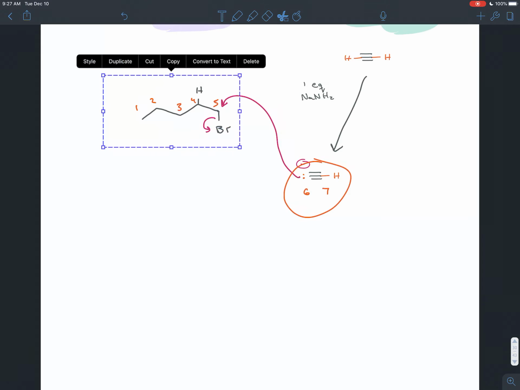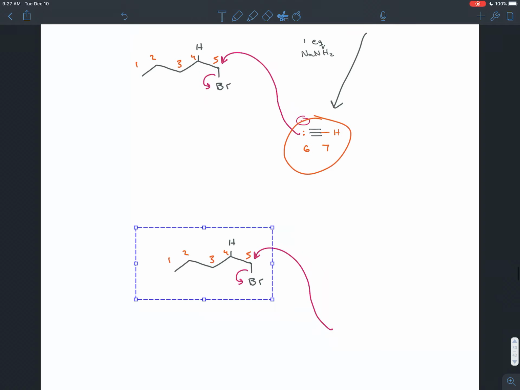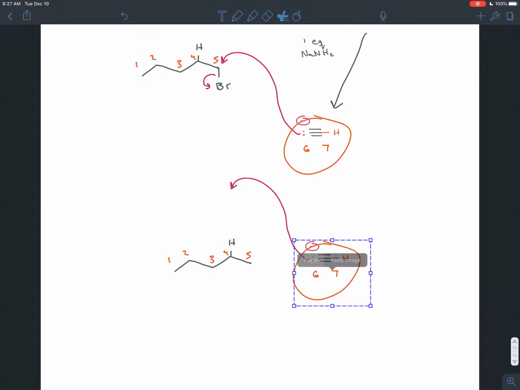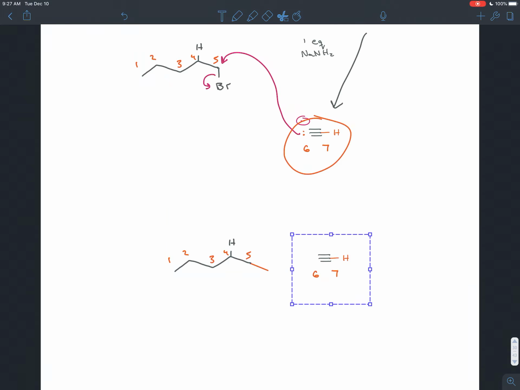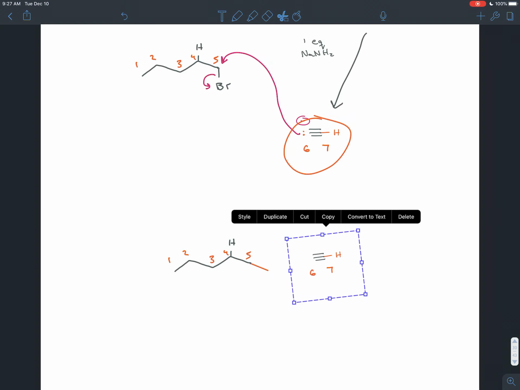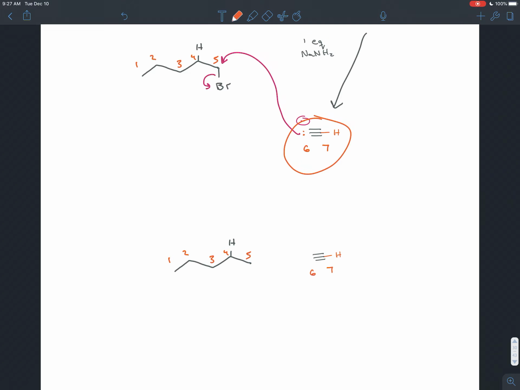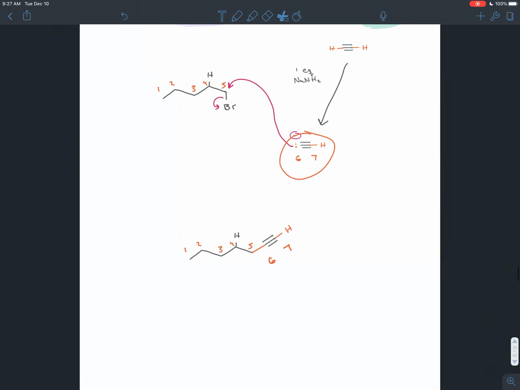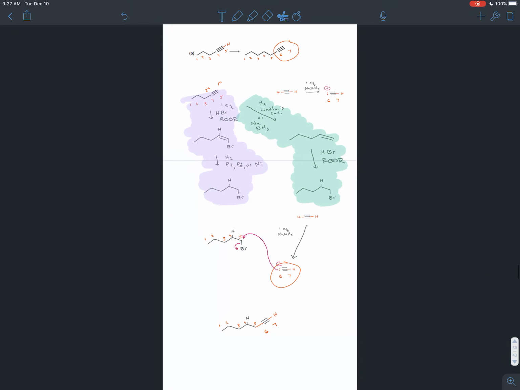So we would have this molecule without the bromine, which would have left, and then it's going to attach to carbon number 6, the nucleophile of this ethyne. So we form this new bond here. And that is the product that we wanted.